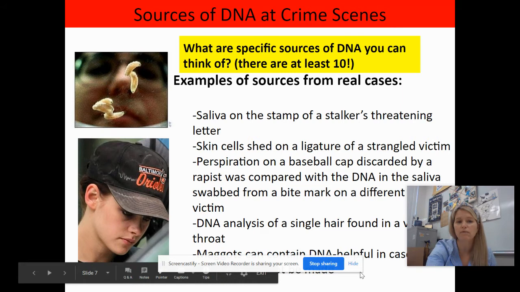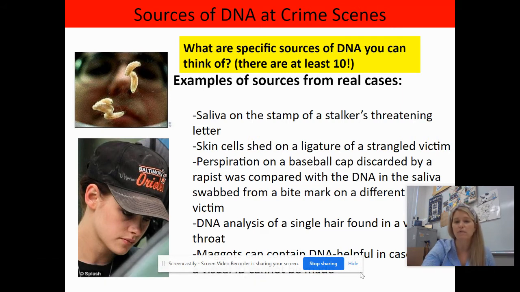They can get them from skin cells from a strangled person. They're talking about, if somebody strangles you with their hands, they can actually get skin cells that were on the hands on the actual person's neck. They can get them from that. And you can see other ones. For the hair, the root has to be attached for the hair to have DNA. So that's something to note as well there.